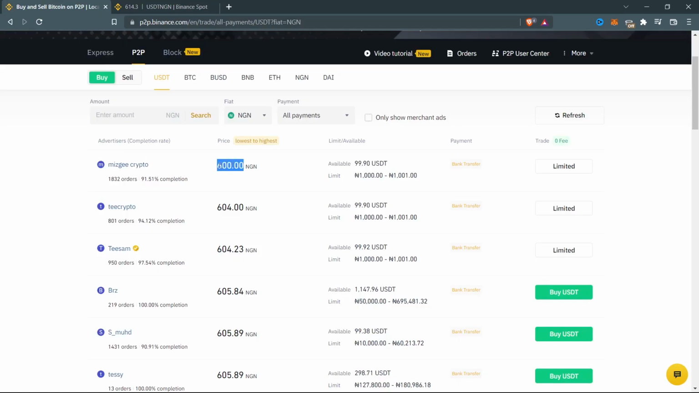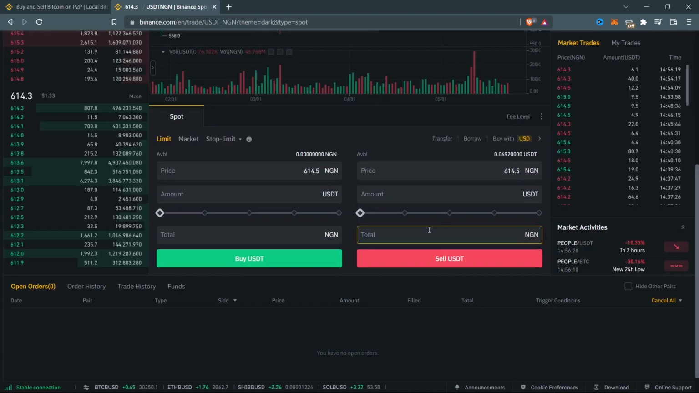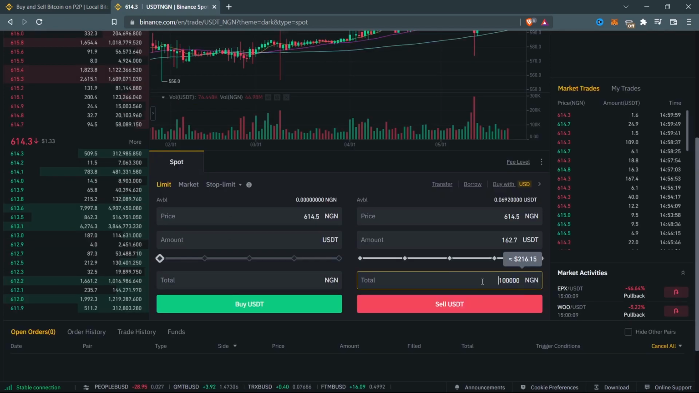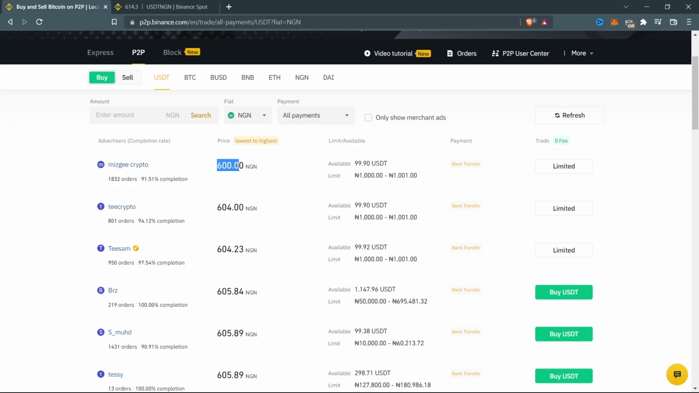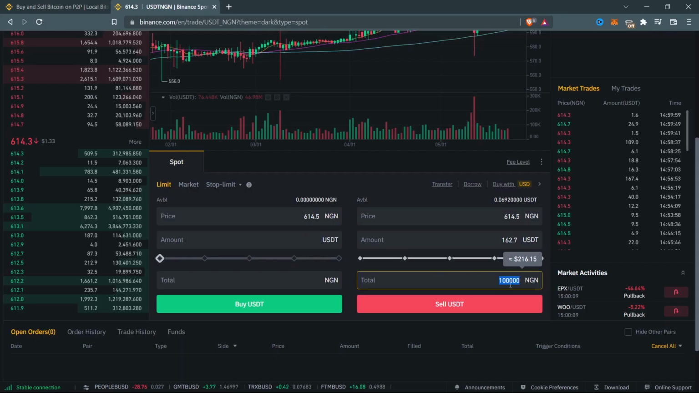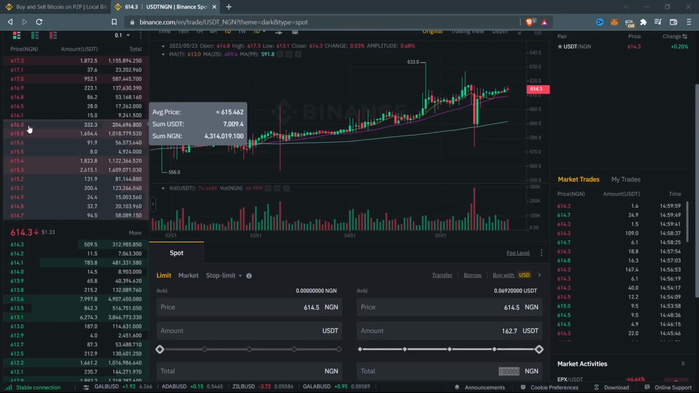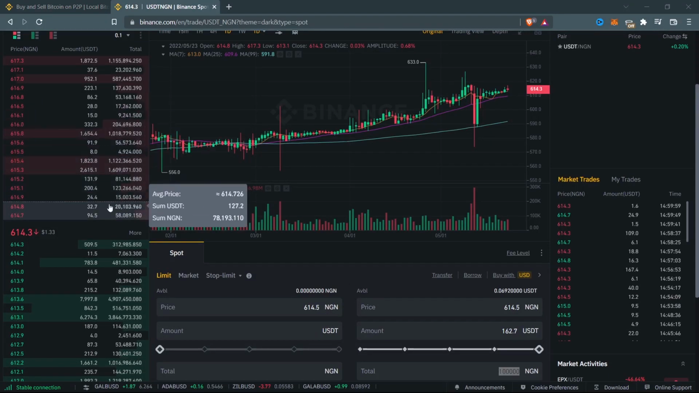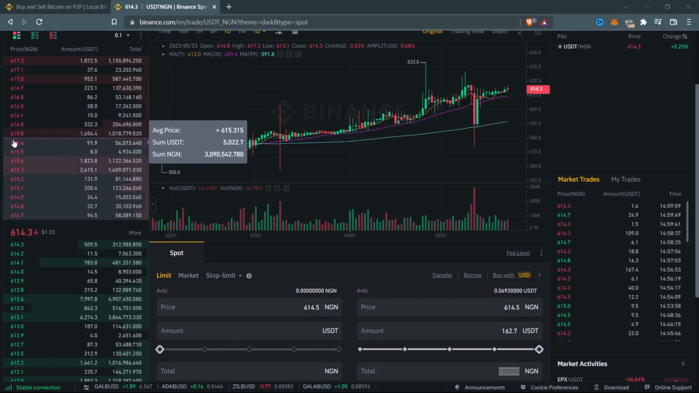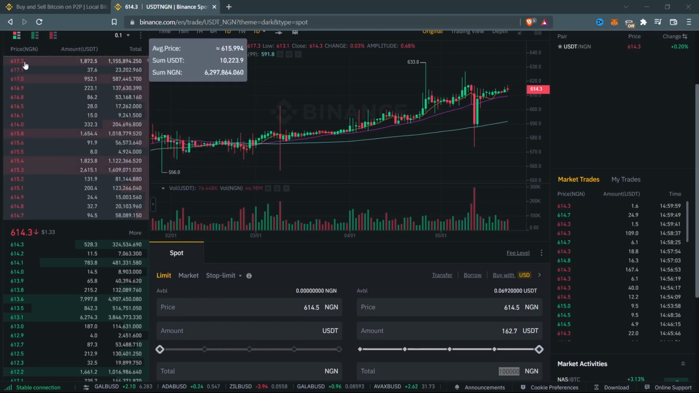So I'm just gonna go ahead to spot exchange, say okay, 100,000. So we have 100 worth of NGN. Remember we bought NGN at 600, right? So right now we have 100 worth of NGN. And if we go right here, you can see that these people are predicting that the price of NGN will actually go to 615. Others are saying 617.3.